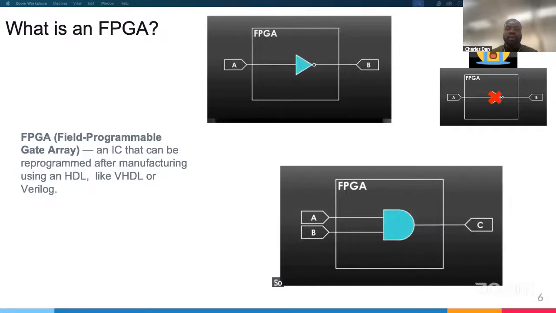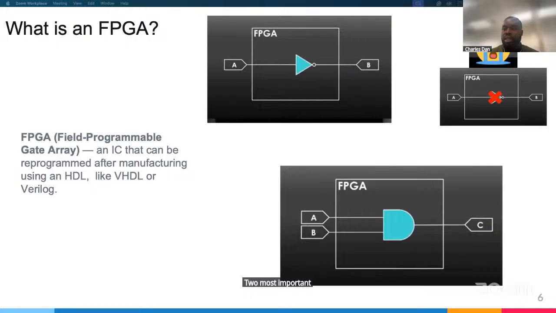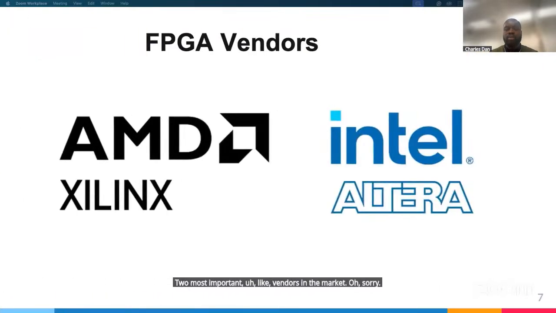So we have two most important vendors in the market: AMD and Intel. There are other FPGA companies, like Efinix, which came not long ago. We also have Artix, and others like Digilent as well. They are some of the vendors that produce these FPGA boards.